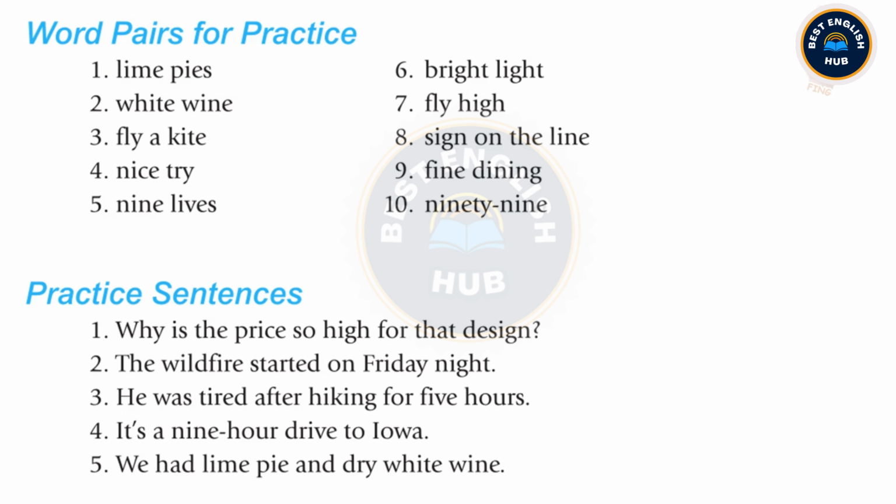Word pairs. Lime pies. White wine. Fly a kite. Nice try. Nine lives. Bright light. Fly high. Sign on the line. Fine dining. Ninety-nine.